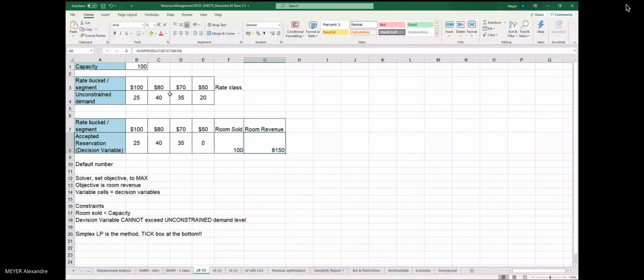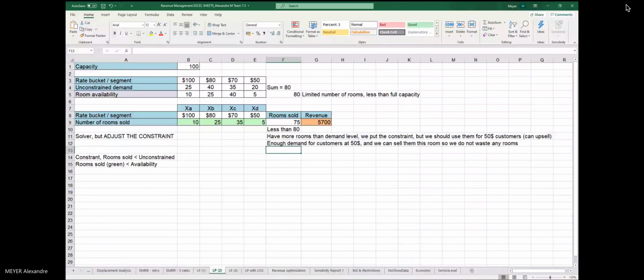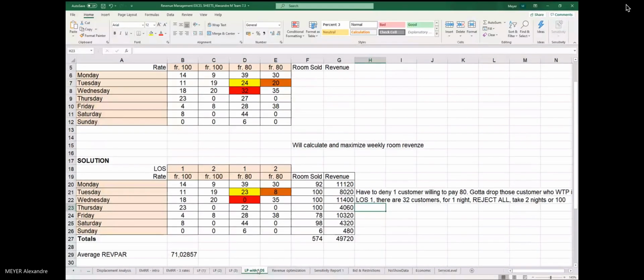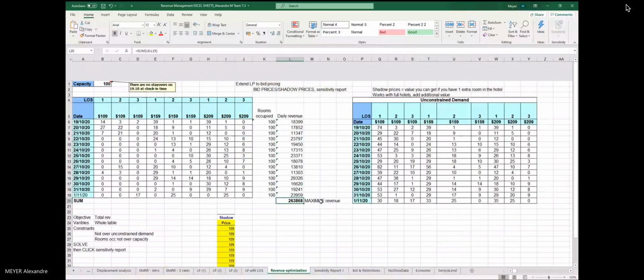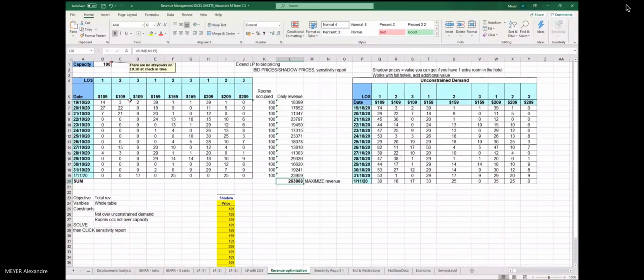All right, so if you're looking at the linear programming, here's an example of how it works. So essentially, here is your unconstrained demand. This is a very simple way of doing it. You have 4 different rate classes, and you're essentially looking at how to maximize revenue. So again, another example here and another example here. But the most important one is obviously the revenue optimization, right? And here is where you're looking at using the shadow price and the bid price. I know it looks a bit like a math problem, but it's rather simple.